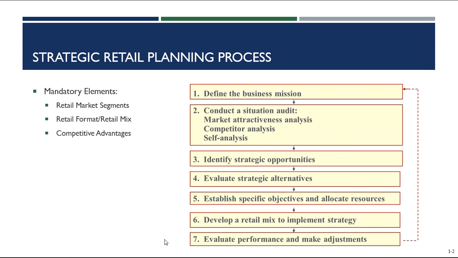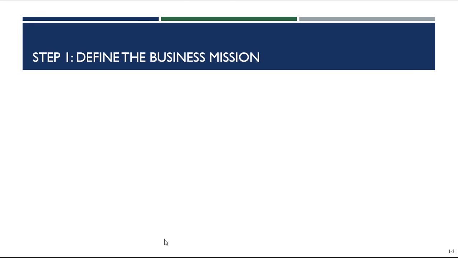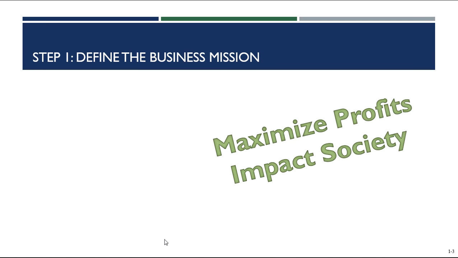This is out of your book, so you can go back and look at it and spend a little bit more time with it. But there are 7 steps in the retail planning process. And the first is to define your business mission. Your mission statement is a broad description of your retail objectives and the scope of activities that you plan to undertake. So your business mission should identify how you plan to maximize your profits and also what you expect your impact on society to be.